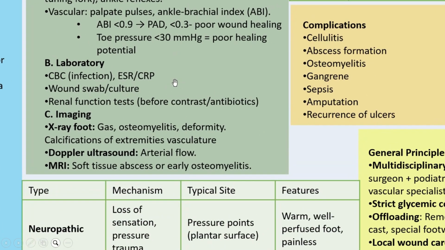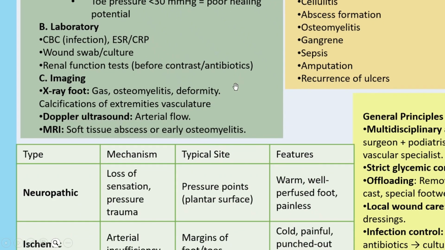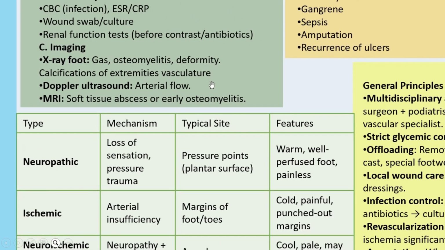Then in the laboratory, you want to do CBC, ESR, CRP, a wound swab or culture, and renal function tests. That is before we do the contrast studies, because you may need contrast to visualize the arteries and see where the point of occlusion is. Then imaging: we can do an X-ray of the foot, where we can see gas, we may see osteomyelitis, we may see the deformity, and we may see calcification of the extremity vasculature. Then on Doppler, you can assess arterial flow. MRI is good for assessing soft tissue abscess as well as early osteomyelitis.